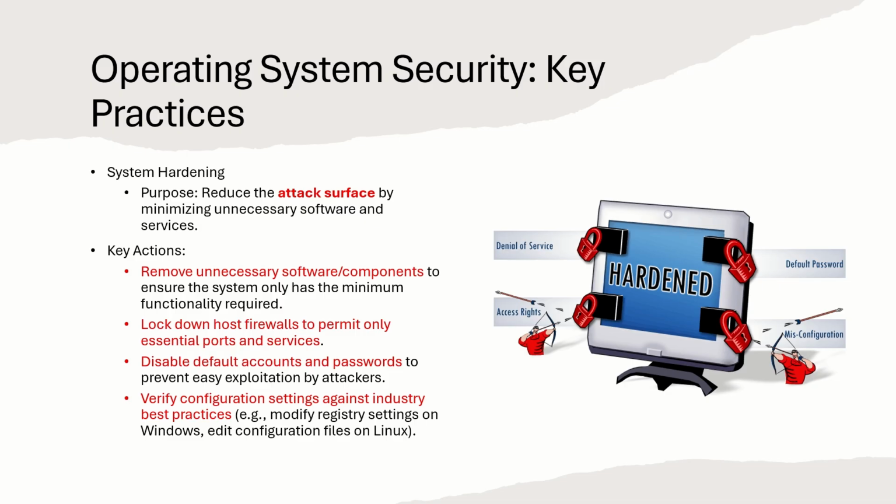That was one of the key actions. The other key action is you can lock down host firewalls so that you permit only essential ports on your devices and the services that should run on these essential ports. This is one of the ways that you can go about this as well. Lots of times we are using computers and phones in the default state.